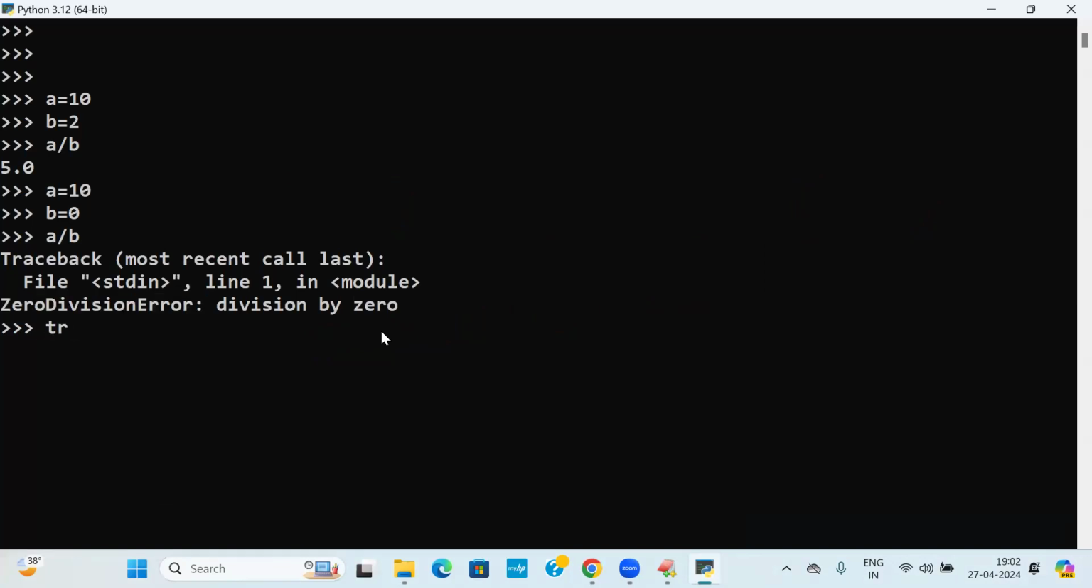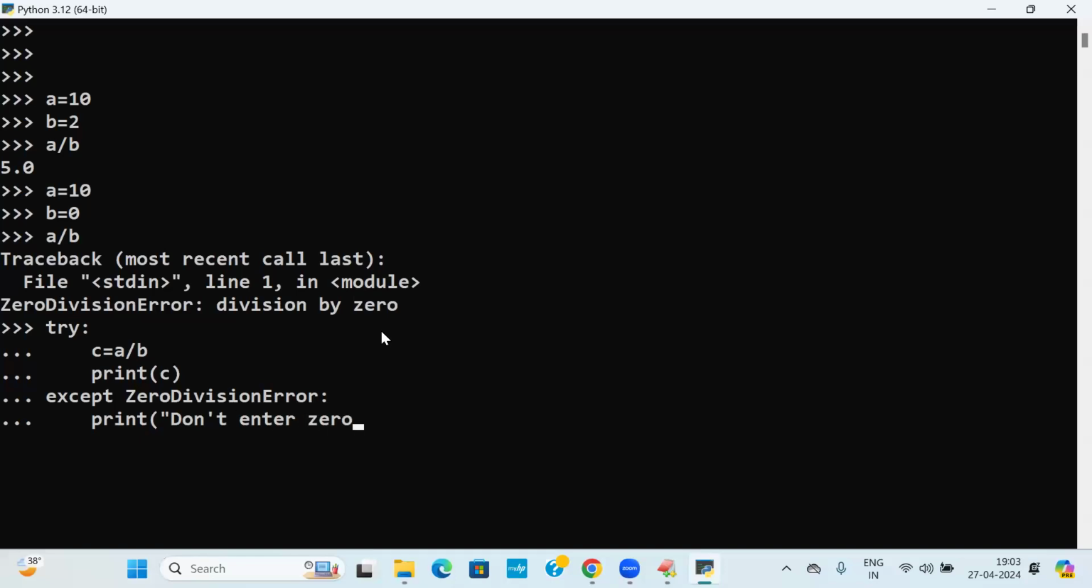I am writing try, don't worry what I am writing. I am writing here, C is equal to 10 by 0. That is our value, A by B. I will write it here, print of what? C. And I am writing here, except ZeroDivisionError. Don't worry, students, all these things I will tell in my class. Print, don't enter 0 for denominator. I'm telling the end user, don't enter 0 for denominator.